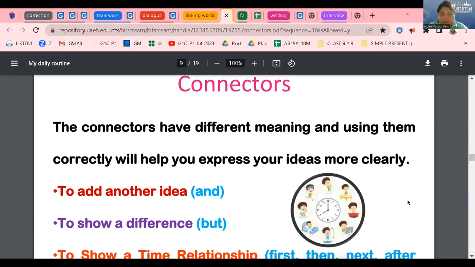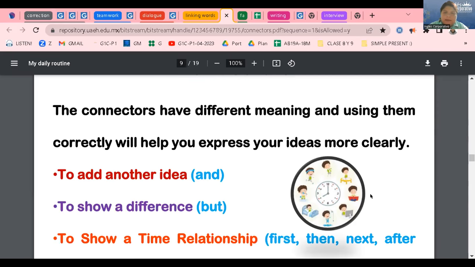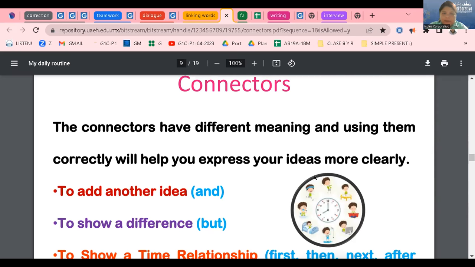Entonces, esto nos ayuda bastante para expresarnos claramente e ir uniendo, ¿verdad? Ideas. So let's see, Johnny, can you read the definition, please, the connectors? The connectors have different meaning, and using them correctly will help you express your ideas more clearly.